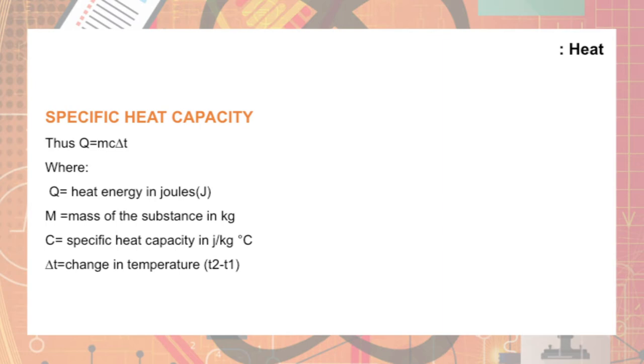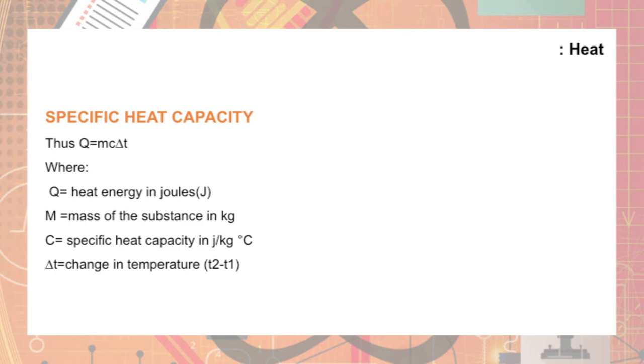Then our C is the specific heat capacity of the substance. What did I say about the specific heat capacity of the substance? It's a constant, it's different. Each and every material has its own specific heat capacity. Then we have our change in temperature. This change in temperature, what did we say? We said it's T2 minus T1.